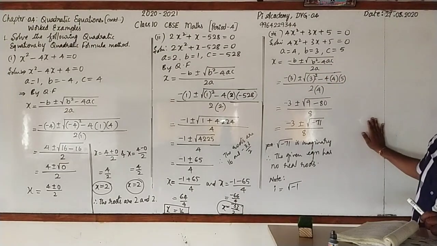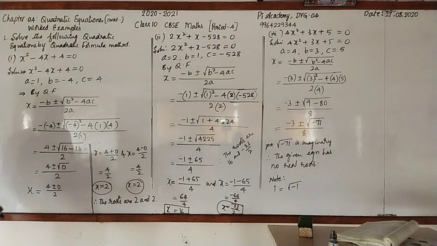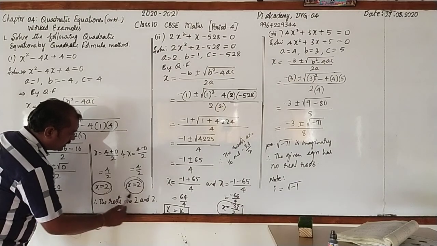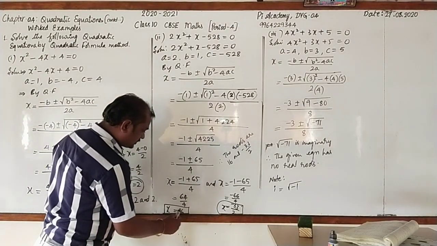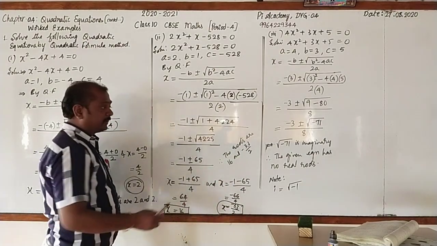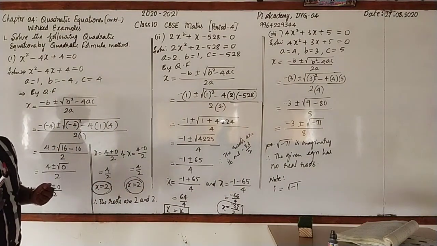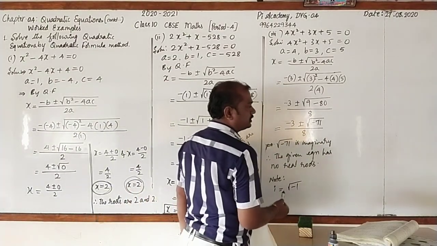Particularly, I have taken these three examples. There is a reason. Observe the reason, I'll tell you the reason. First, you observe the roots. Here, x equal to 2, x equal to 2. What do you say? You can say that, sir, the roots are same. Solution is same. Whereas, x equal to 16 and x equal to minus 33 by 2. What do you say about the roots? Are they same? No, they are different.